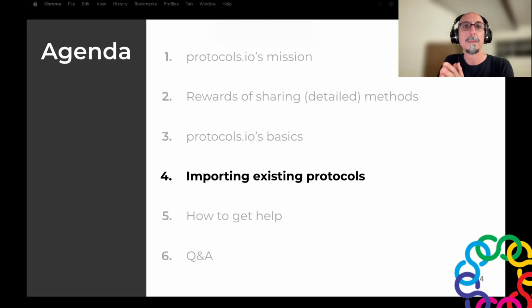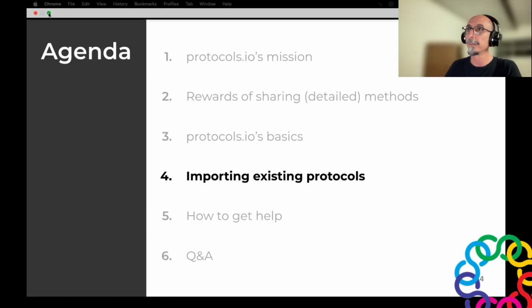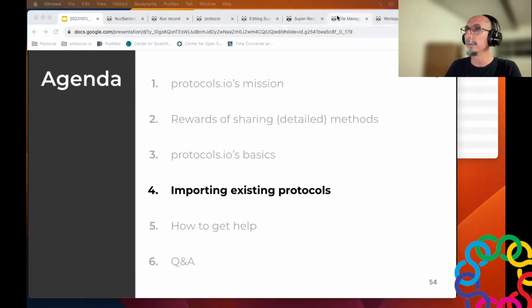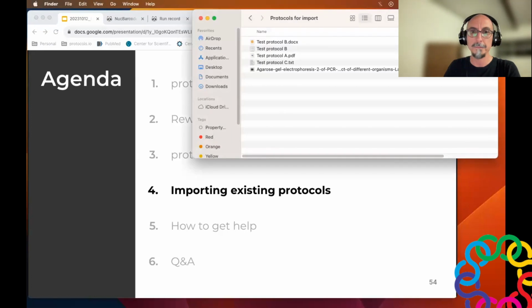But I am aware that probably most of you already have existing protocols in a digital format that is not protocols.io. It could be a PDF, it could be a text document, a Word document. So I'm going to run a very quick demo to show you how you could potentially centralize all these existing protocols in this particular repository. So to do that, I will minimize my screen. And I'll show you.